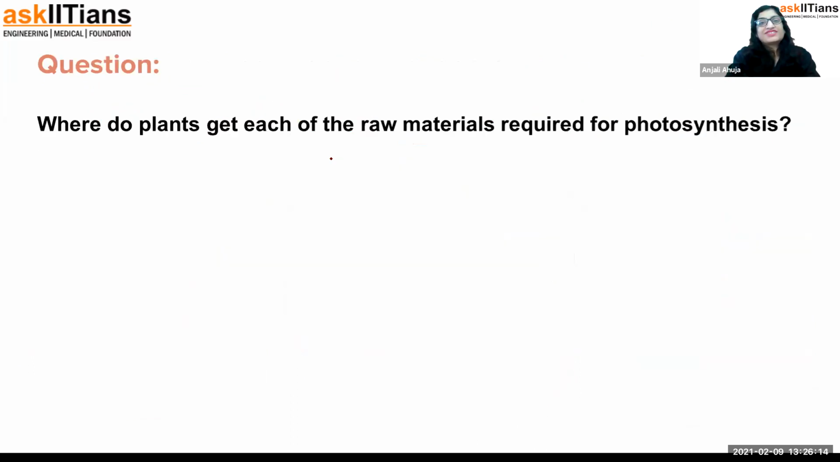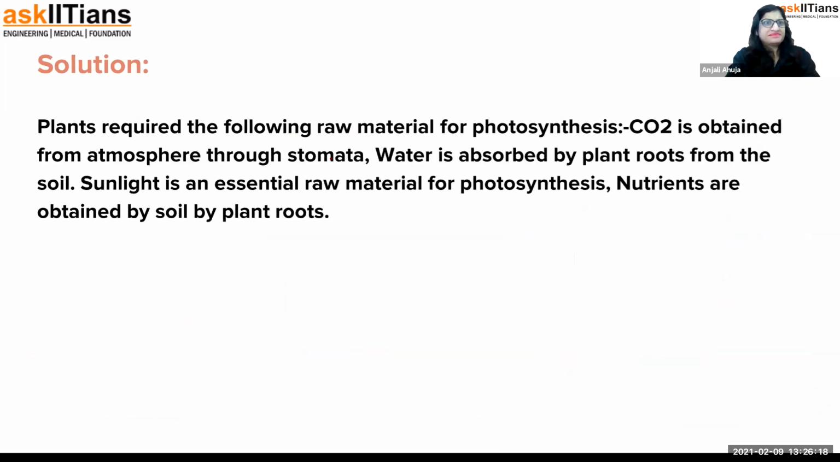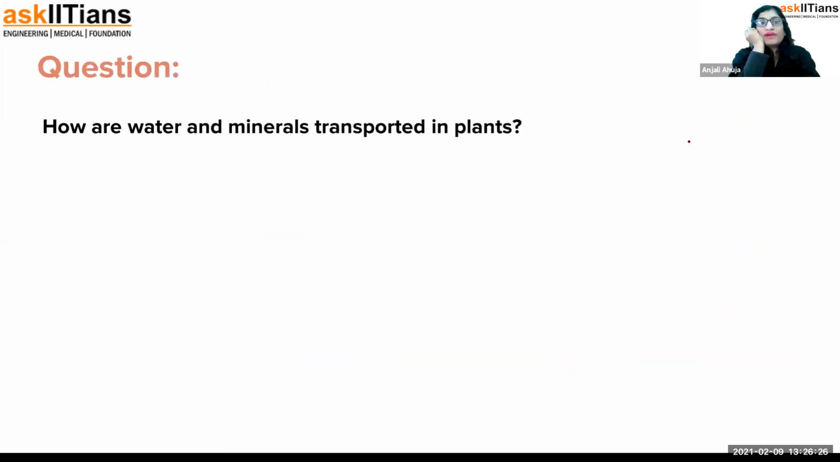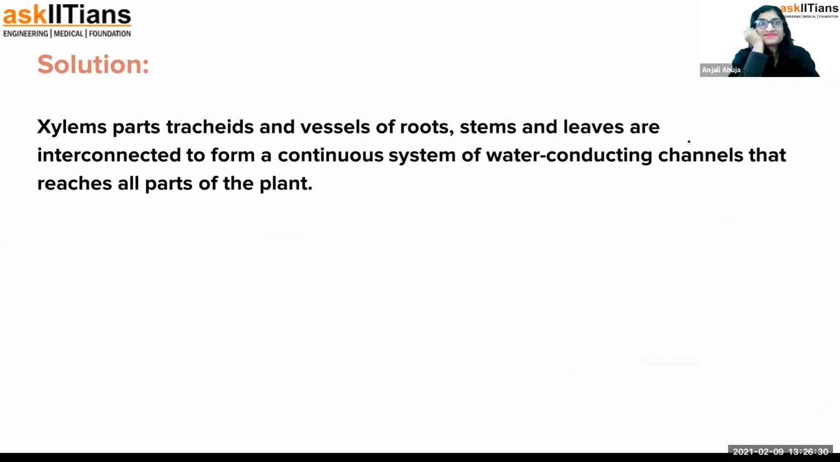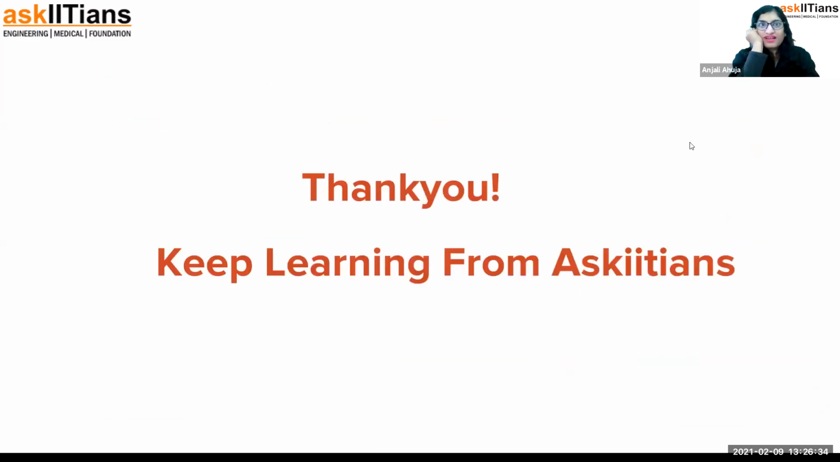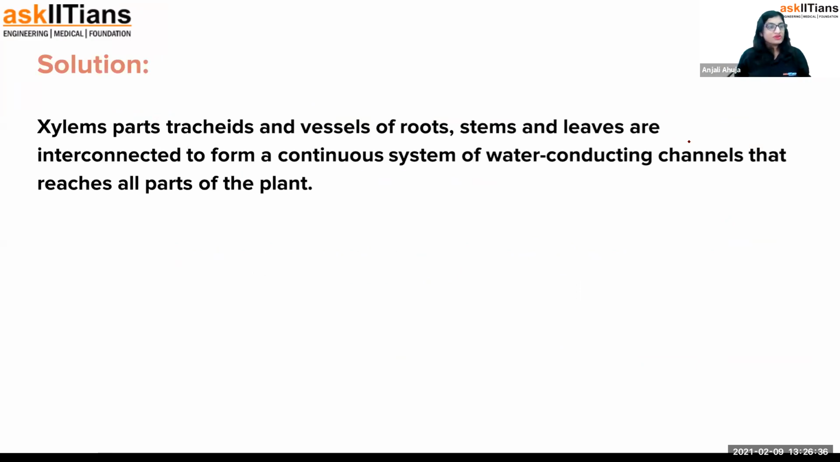Where do plants get each of the raw materials required for photosynthesis? I'm not going to discuss it. You've done that. You can read it. And then, how are water and minerals transported in plants? They are transported by xylem and phloem, I have told you. I've answered this. For further questions, you can go into your module and your book and study it well. I suppose nutrition in plants is very clear to you.